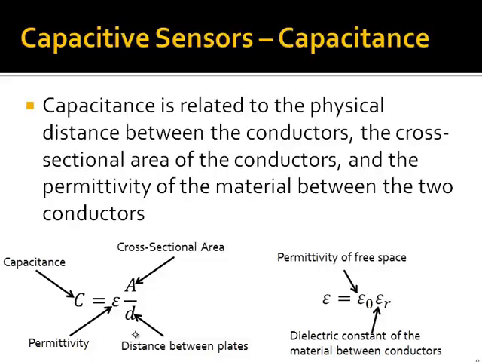between the plates. So if we can relate some physical property that we want to measure to the cross-sectional area, or the distance between the plates, or the permittivity, then we can measure that physical property by measuring the voltage through the capacitance.